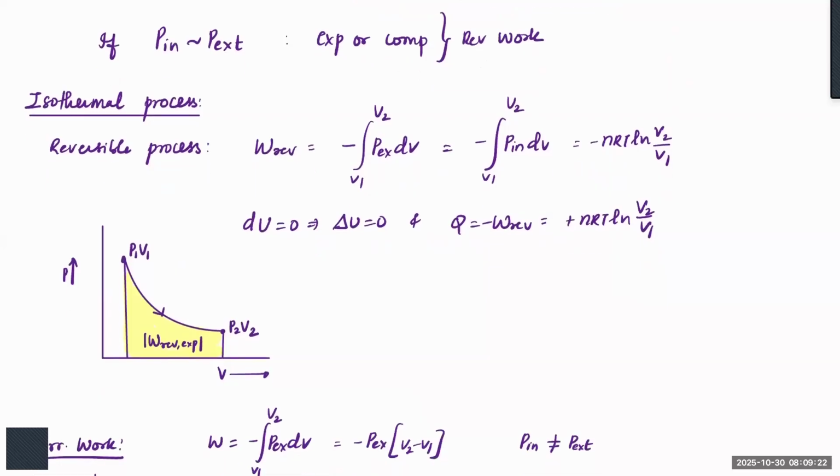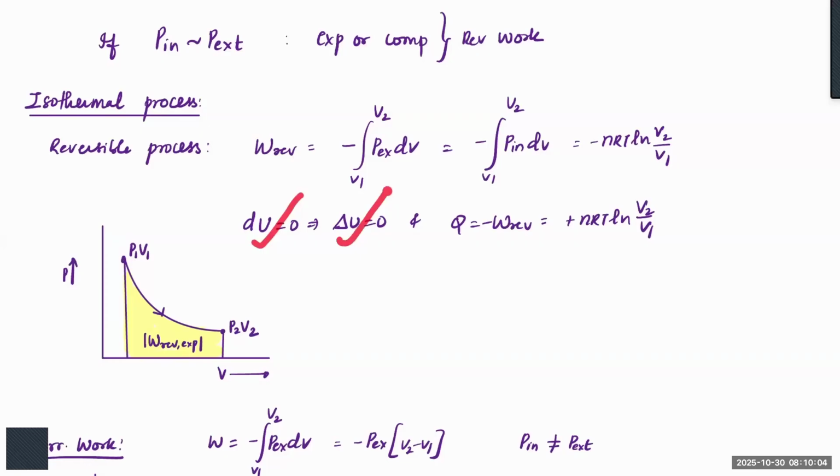Now notice, the work done formula is a generic formula which is minus integral V1 to V2 P external into dV. P external can be written as P internal for a reversible process. So P internal can be written as nRT by V, into dV. If you integrate that, we will get minus nRT ln V2 by V1. So this is what the reversible work done is.